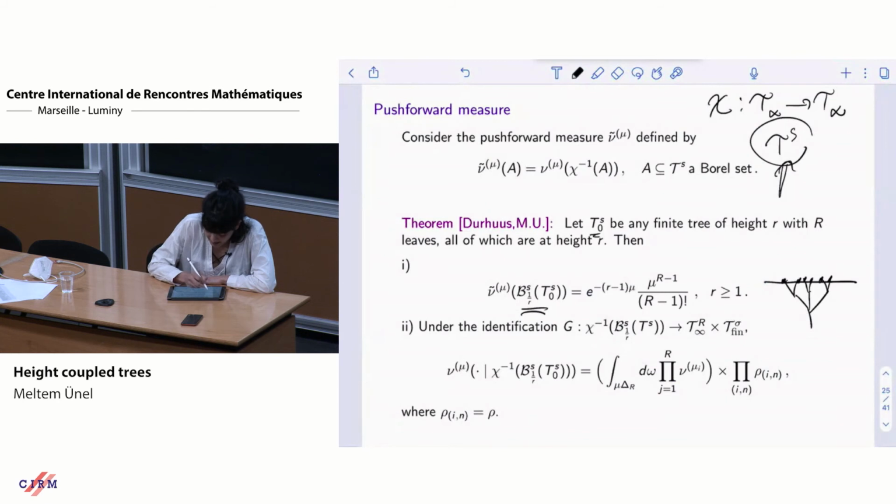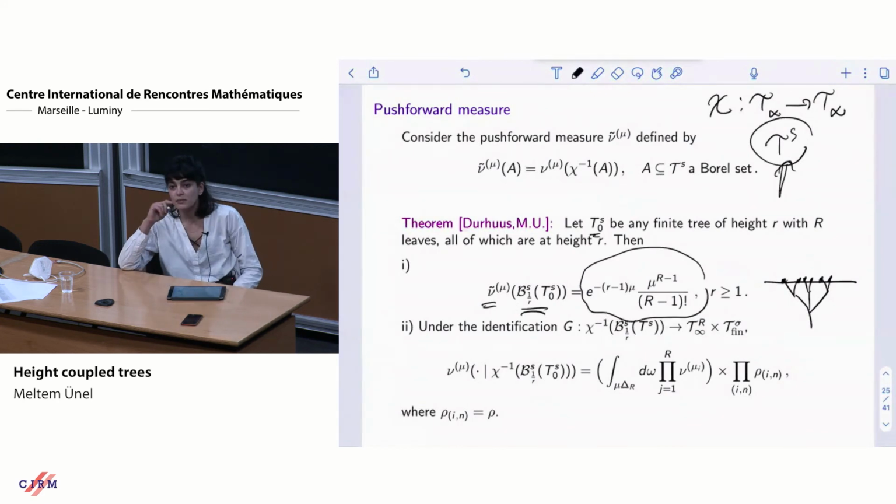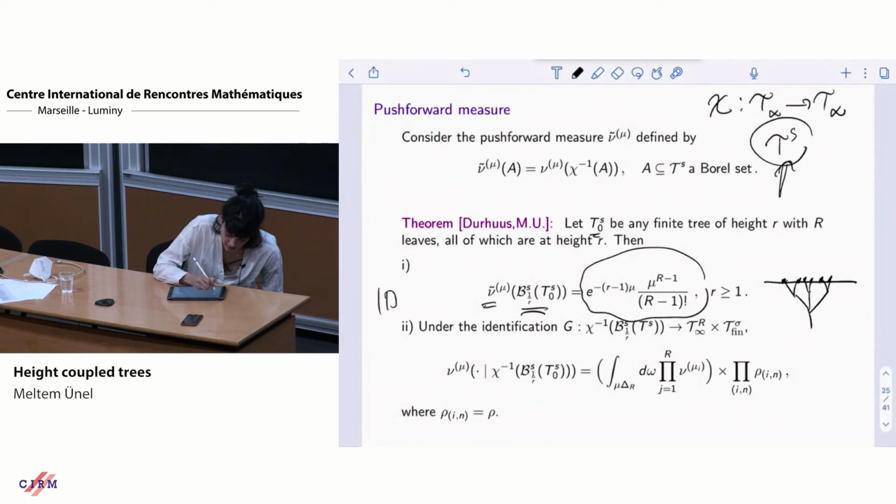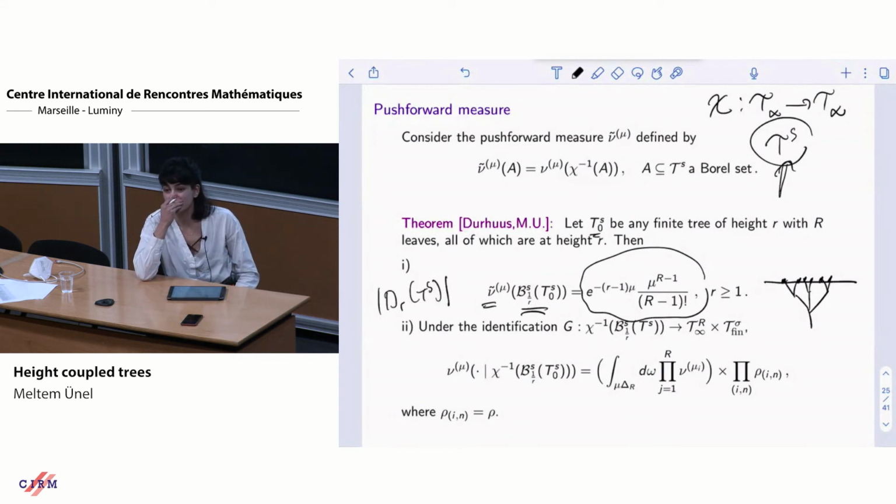And the value of the push forward measure on this ball is given by this expression here, which, as you can see, only depends on r and not on the details of the base tree, which means that the random variables d_r(t,s), which give the number of vertices at height r, actually constitute a Markov process. And we're going to look a bit closer into that in a moment.